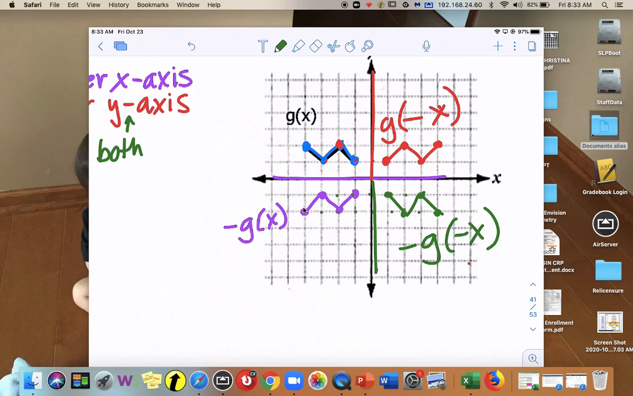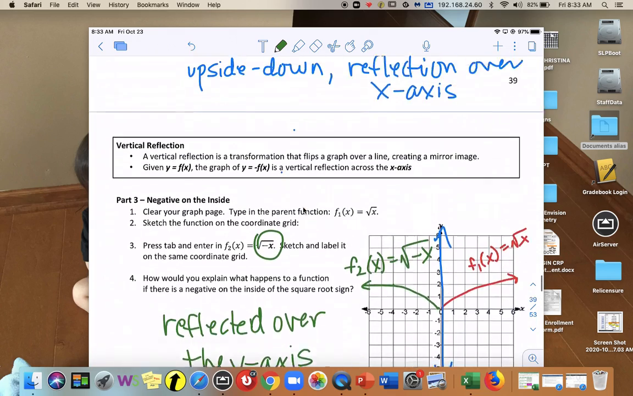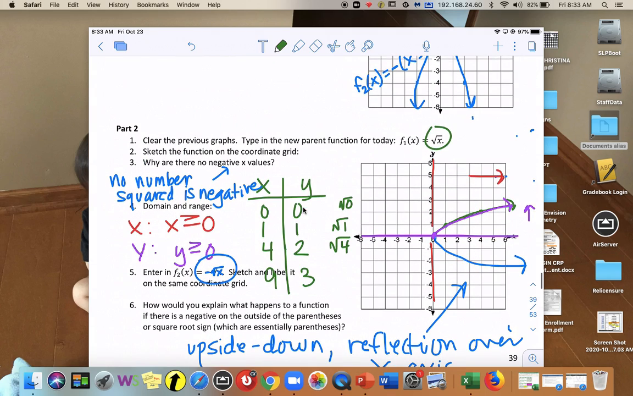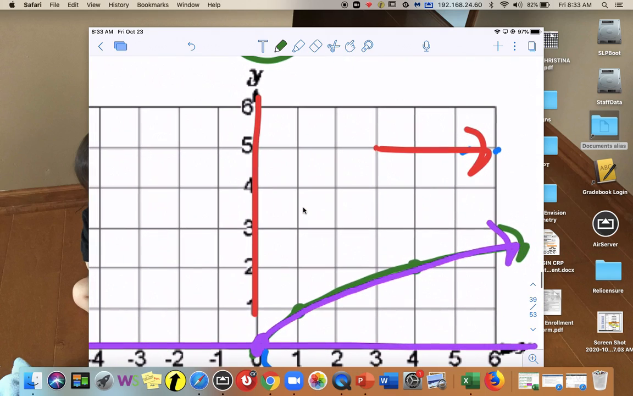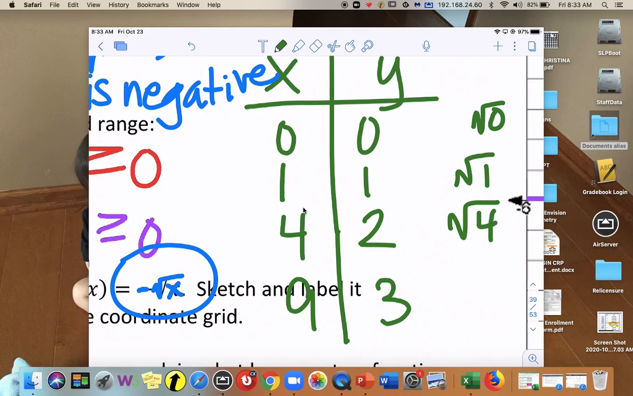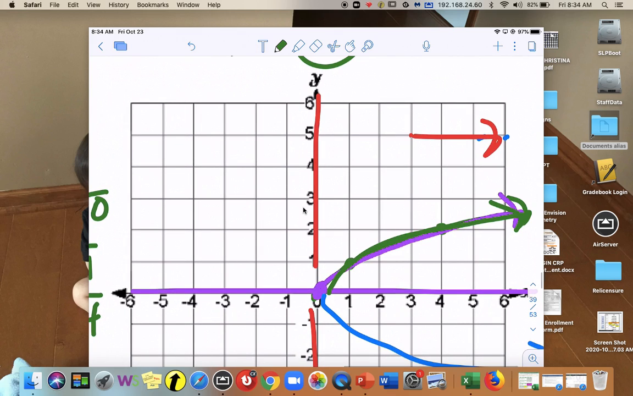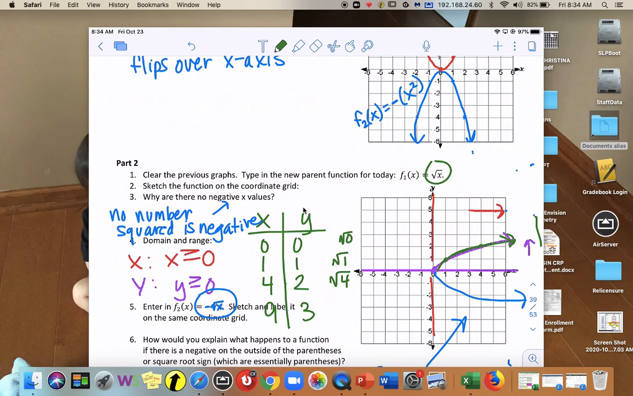All right, so 2 main ideas from today's lesson. The first is a new parent function, the square root of x. So the square root of x looks like this purple graph right here. It starts at 0, 0, and it slowly increases. If you make a table, here are the first few values, 0, 0, 1, 1, 4, 2, and that's how they get that graph. So you need to know the shape of a square root function.